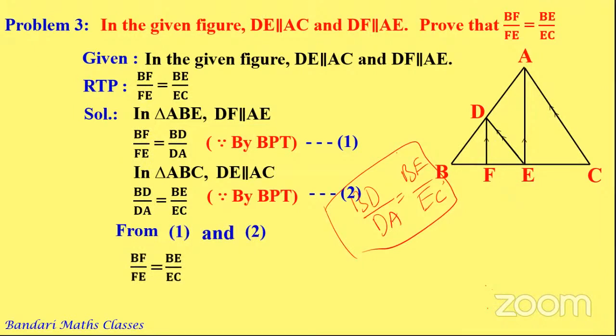So, Mr. Raju, Boyini Raju, Nagaraju. Sir. What is required to prove? RTP is what?